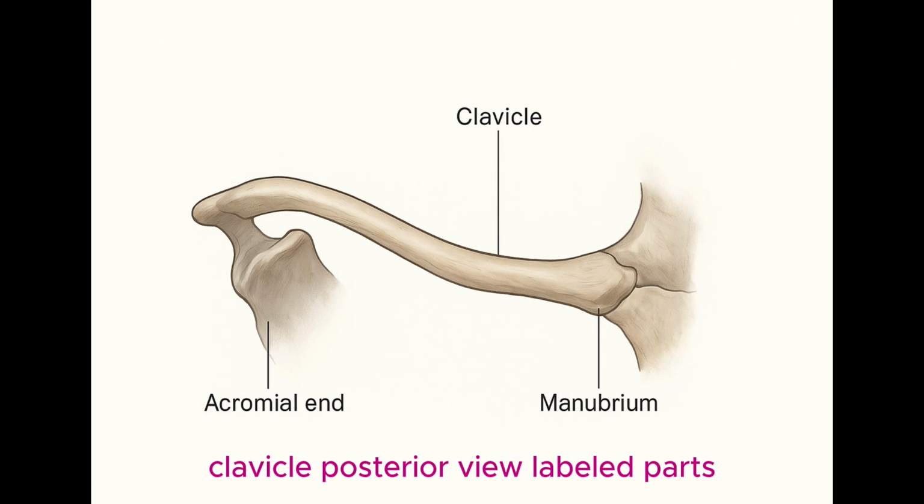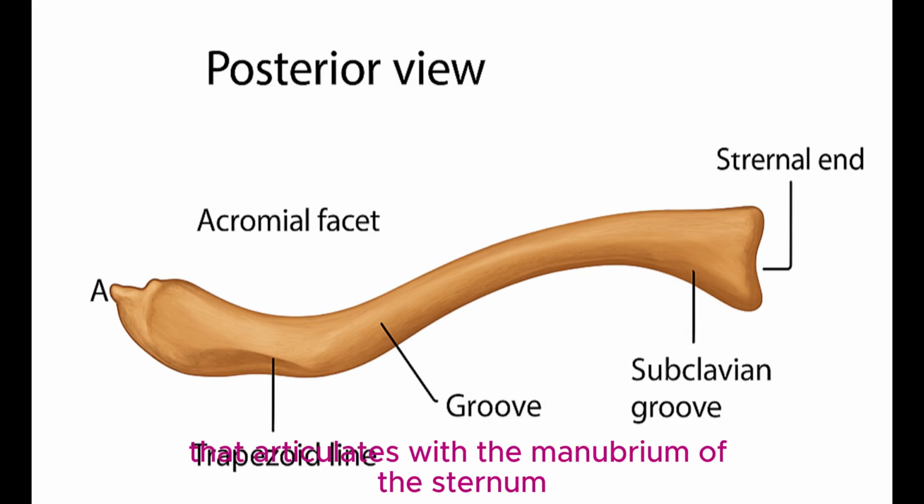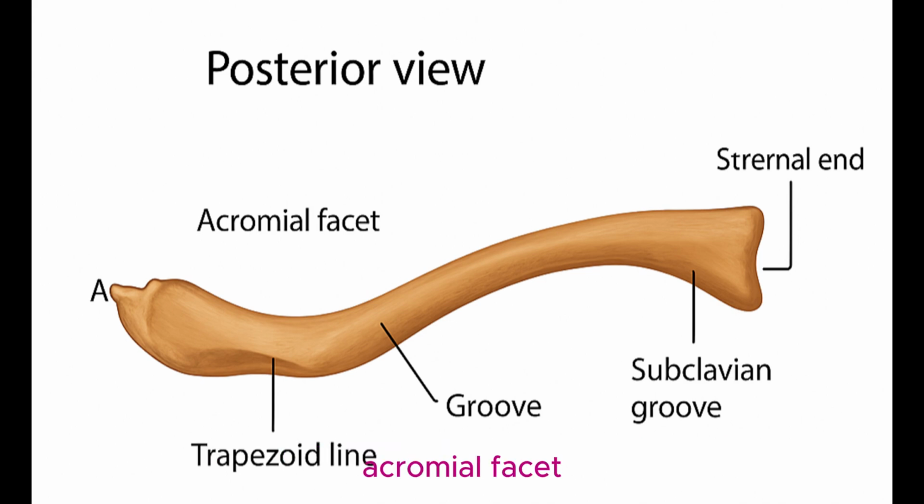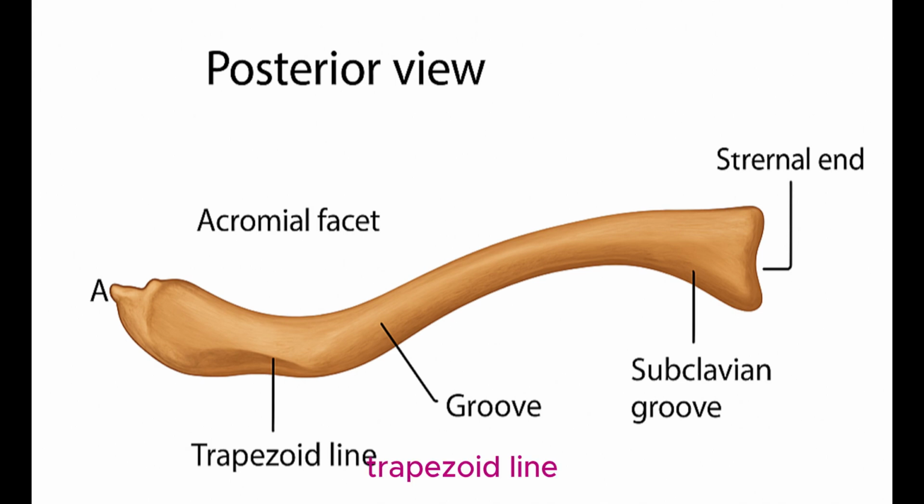Clavicle, posterior view, labeled parts. Sternal end: the medial end of the clavicle that articulates with the manubrium of the sternum. Acromial facet: the lateral end that articulates with the acromion of the scapula. Trapezoid line: a ridge on the inferior posterior surface for attachment of the trapezoid ligament, part of the corticoclavicular ligament.